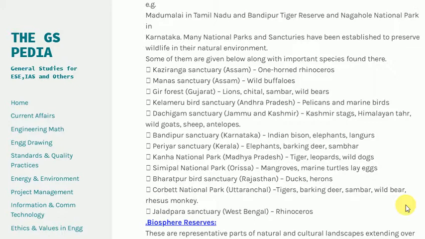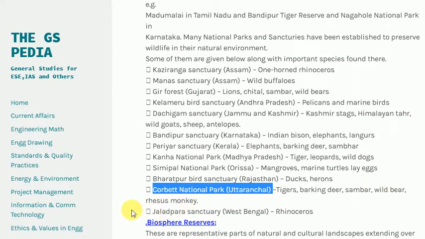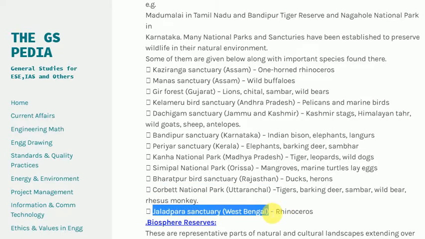Simlipal National Park, Orissa, mangroves, marine turtles lay eggs. Bharatpur Bird Sanctuary, Rajasthan, ducks, herons. Corbett National Park, Uttarakhand, tigers, barking deer, sambar, wild boar, rhesus monkey. Jaldapara Sanctuary, West Bengal, rhinoceros.